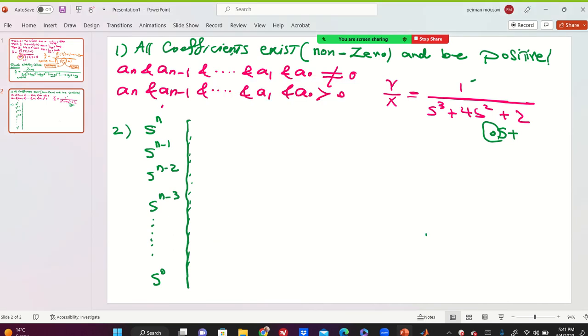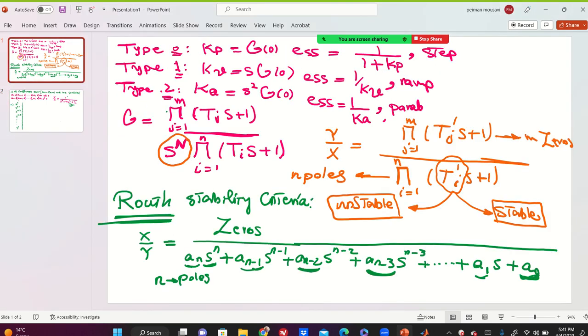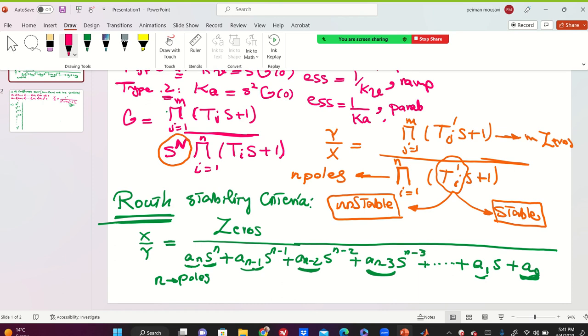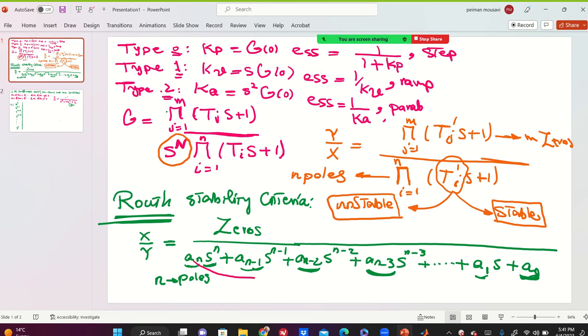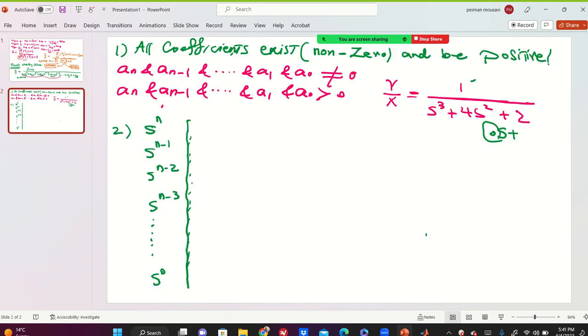Okay. So what you're gonna do? You're gonna select these coefficients. Look at here, guys. a_n, a_(n-2), a_(n-4), a_(n-6), like that. In front of the first line, you're gonna put a_n, a_(n-2), a_(n-4), a_(n-6), as long as you have.